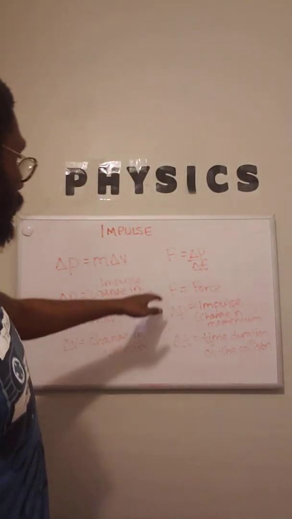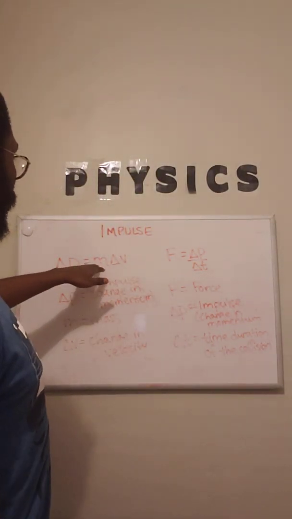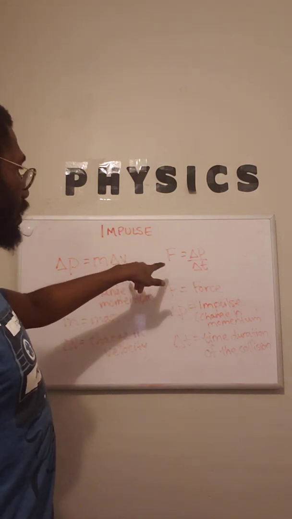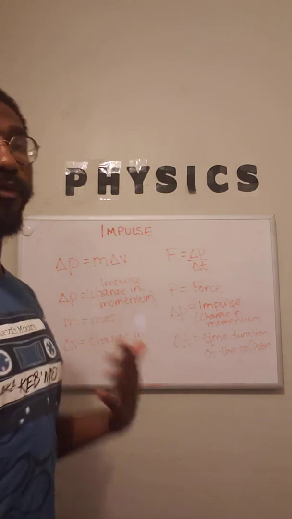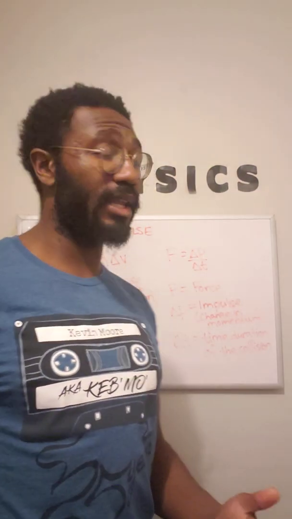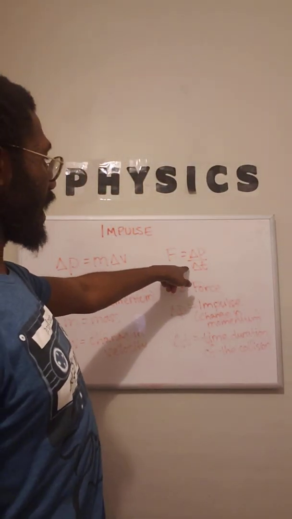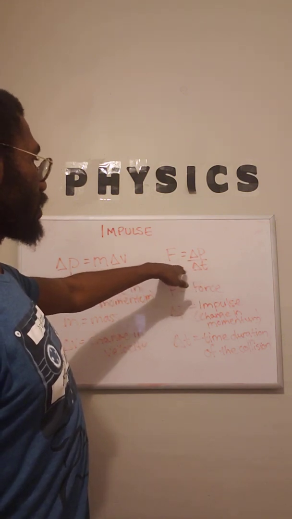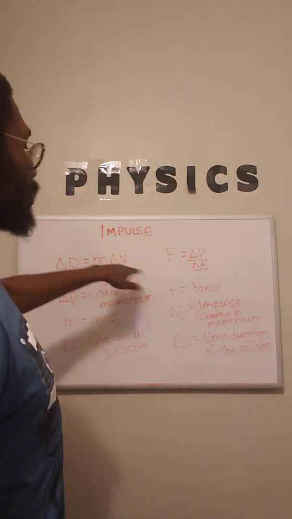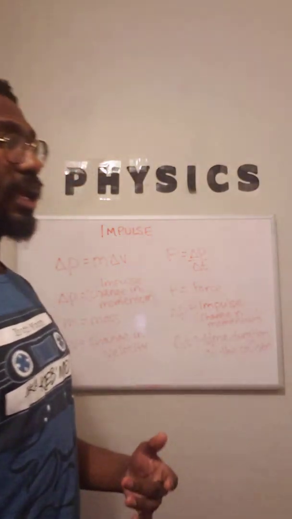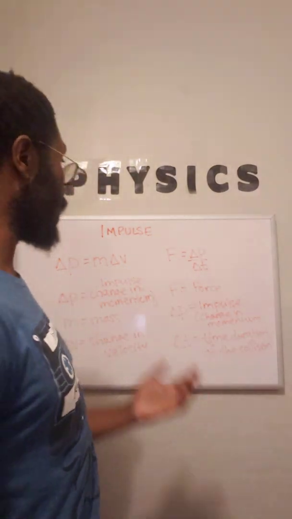So normally you'll use both of these equations together. For example, you may be looking for the change in velocity, but you are given the time and the force. So you would use this equation to find the impulse, then plug the impulse in over here to find the change in velocity. And then it also happens vice versa.